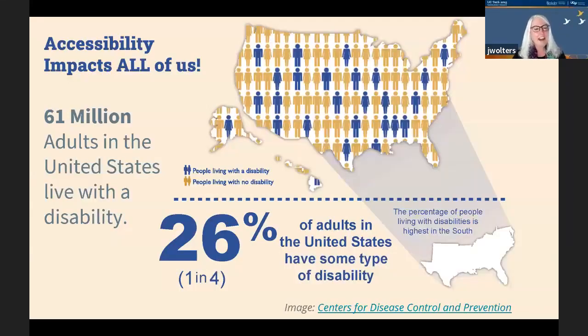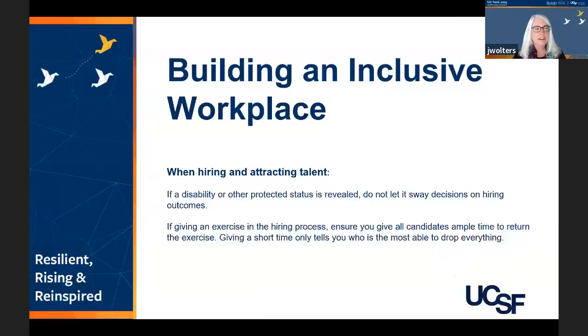On the next slide, we have some statistics that 26% or 1 in 4 adults in the US have disabilities. It's interesting that there's a concentration of them in the south of the US. But overall, just please remember that accessibility impacts all of us. 61 million adults in the USA live with a disability. This affects everyone.